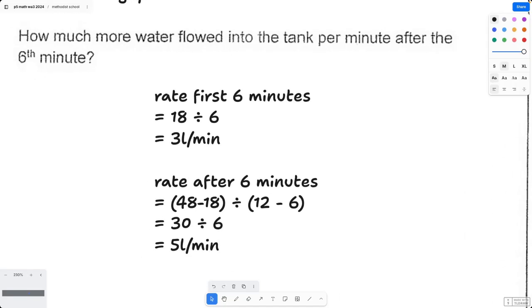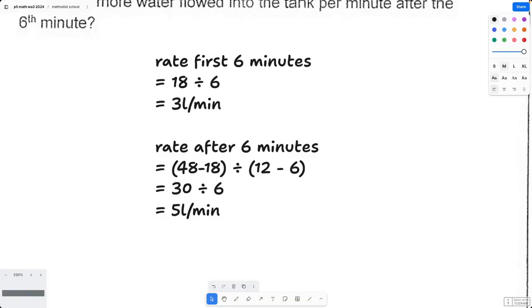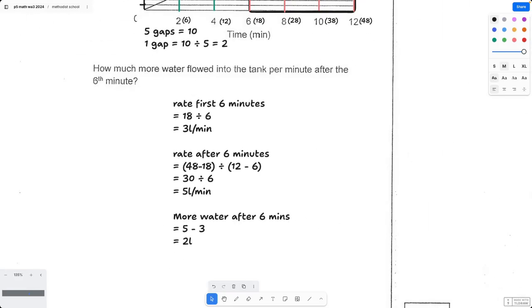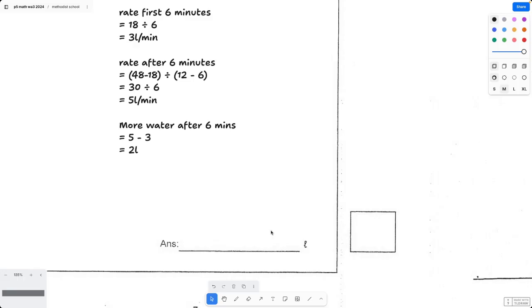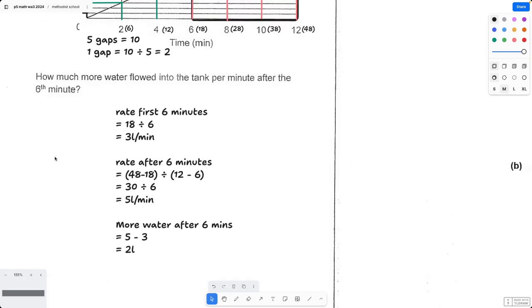So the difference, how much water? All right, more water after 6 minutes is equal to 5 liters. 5 minus 3 is equal to 2 liters. Okay, so how much more water flowed is basically 2 liters per minute in this case over here. All right, there you go.